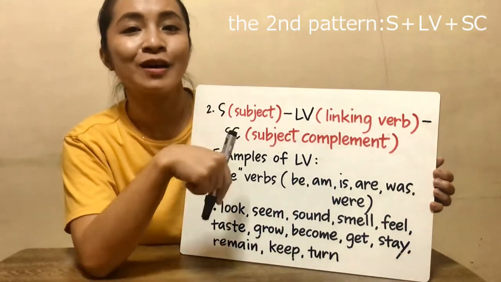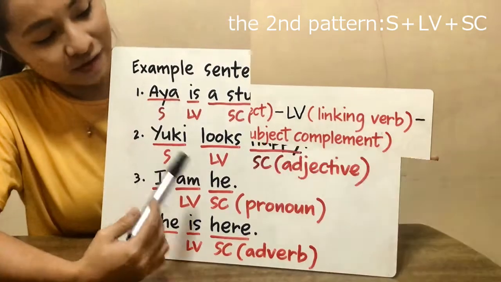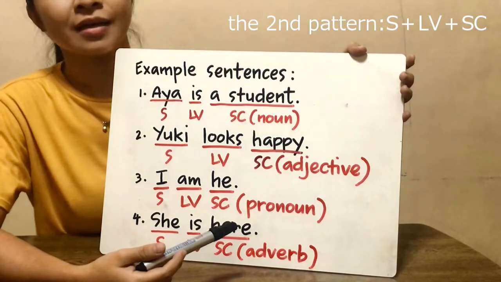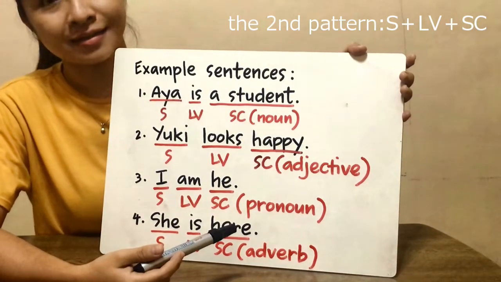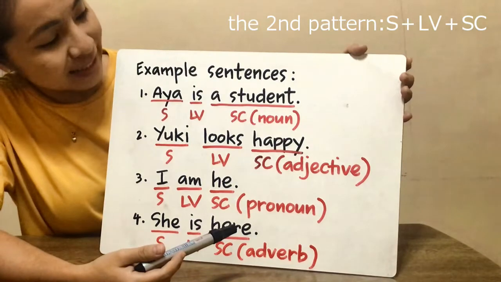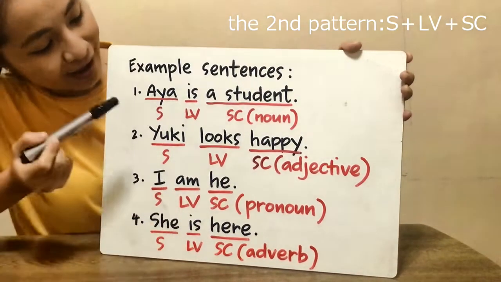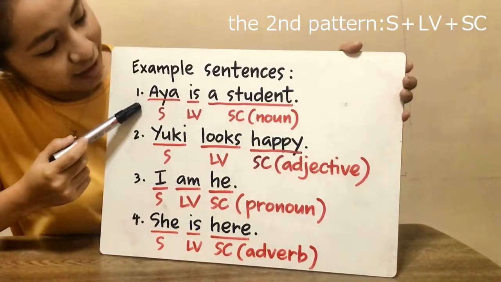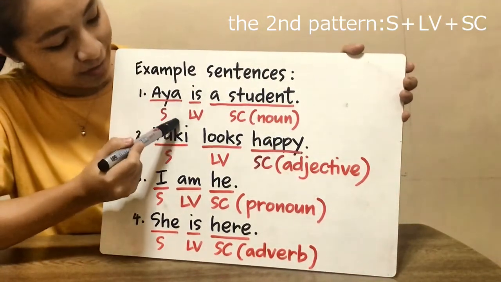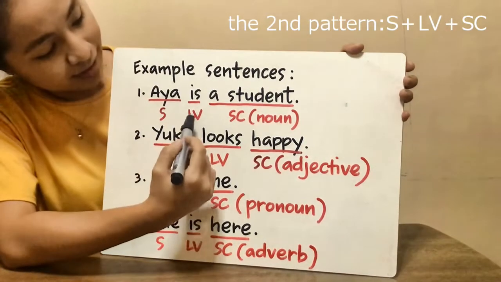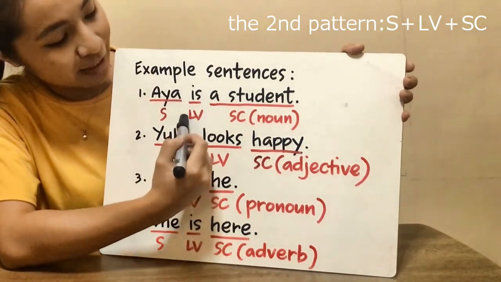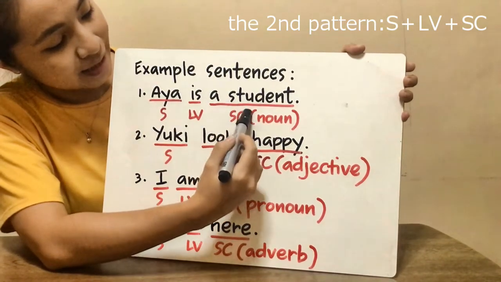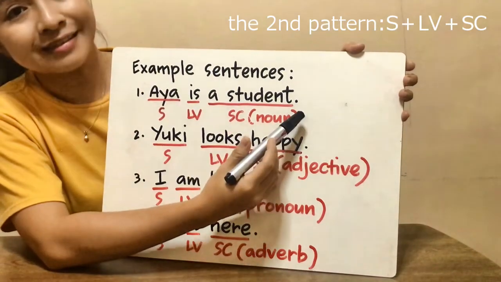So let's move on to our example sentences. These are the example sentences of pattern number 2, the S+LV+SC. The first sentence is, Aya is a student. Here, Aya is your subject. Is is your linking verb. And your SC is actually a student.